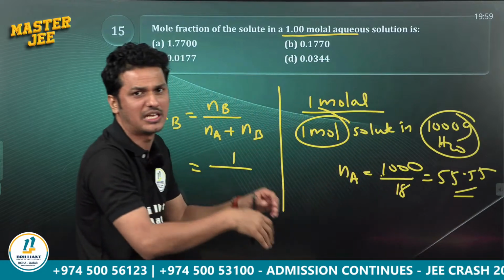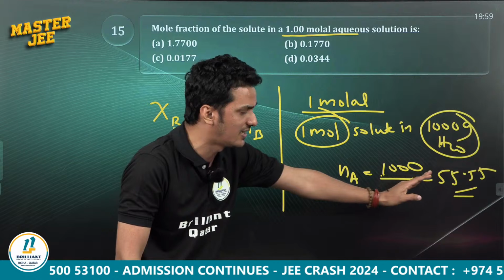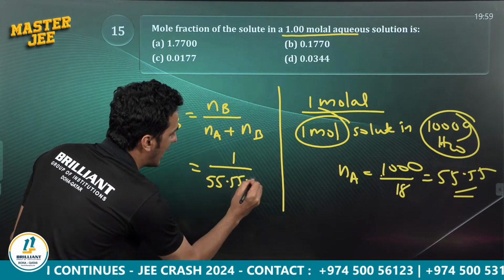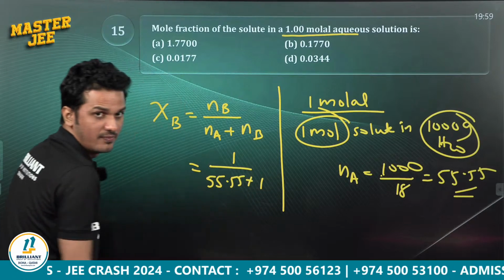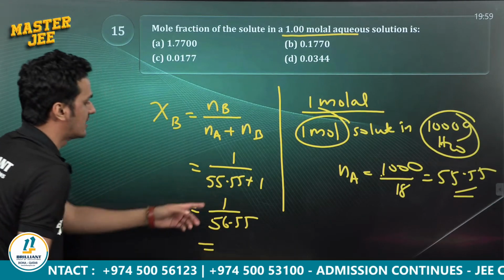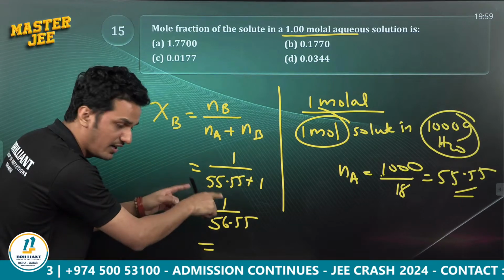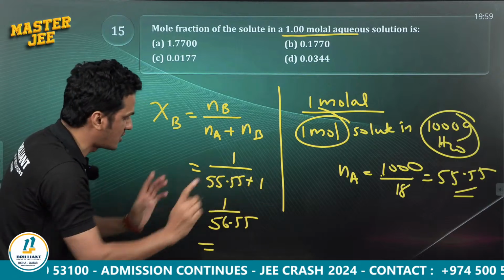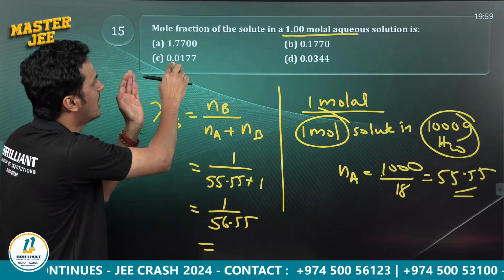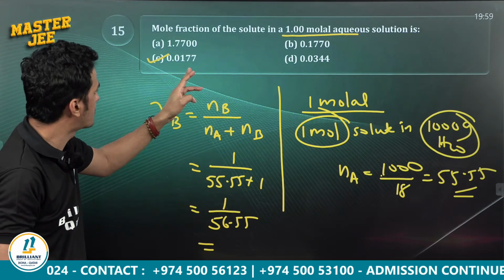You have to remember that value. That value you have to use in many cases. That's why you have to remember it. Okay, 1000 divided by 18, 55.55. So 55.55 again plus NB, that is 1. So that means 1 divided by 56.55. So answer is 1 divided by 56.55, that means 100 divided by 56.55 into 10 raised to minus 2 will come. That means it's approximately 0.0177 will come. Option C will be the answer.